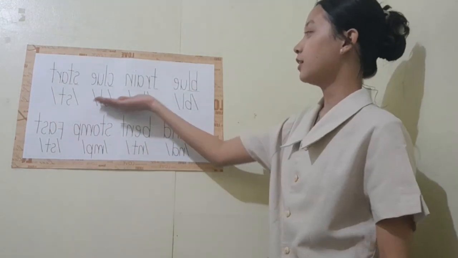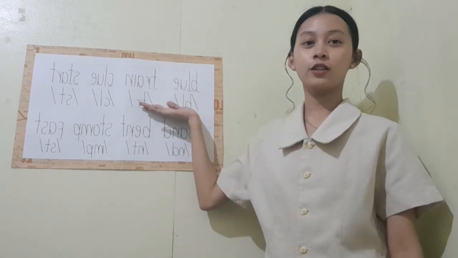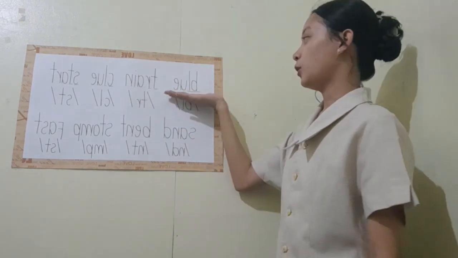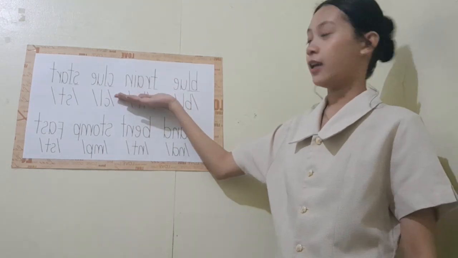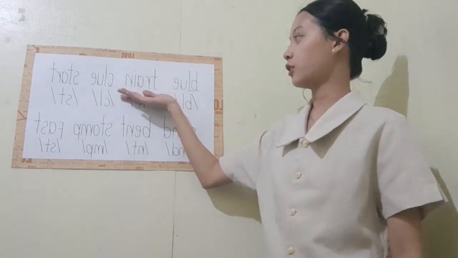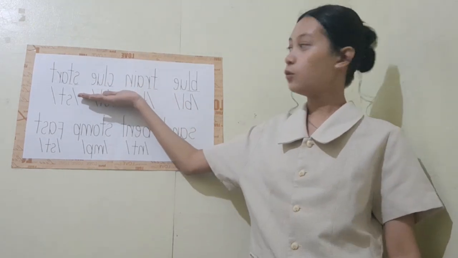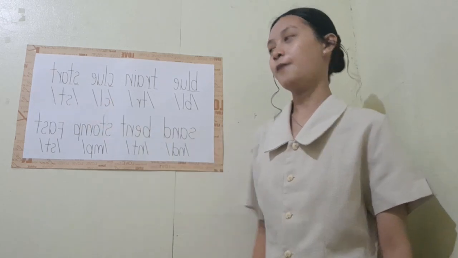So, as you can see in here, we all have the words that have consonant clusters in the beginning of them. In which again, blue, that is B and L. Second, train, that has T and R as consonant clusters. Third, clue. And lastly, start, in which have S and T in them.